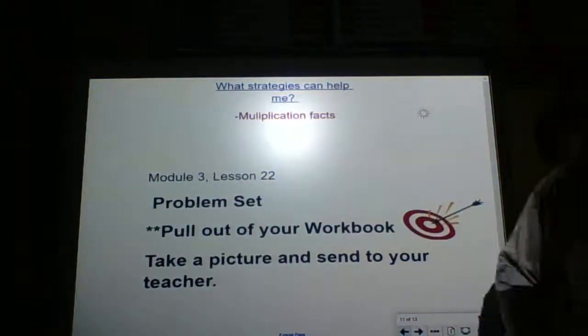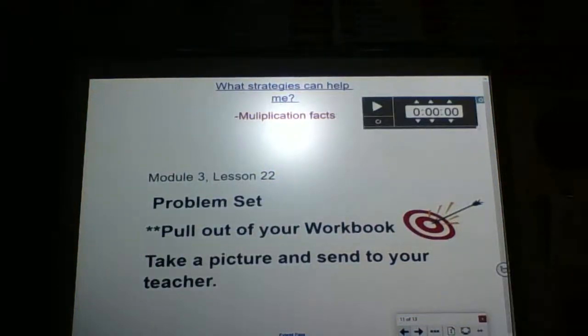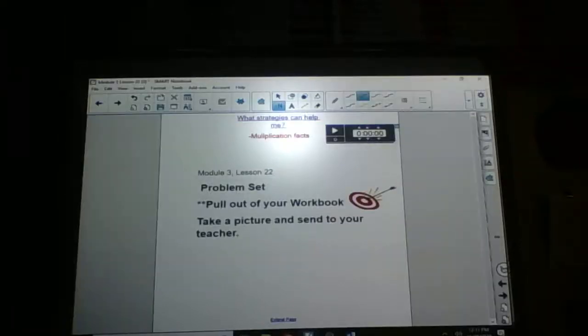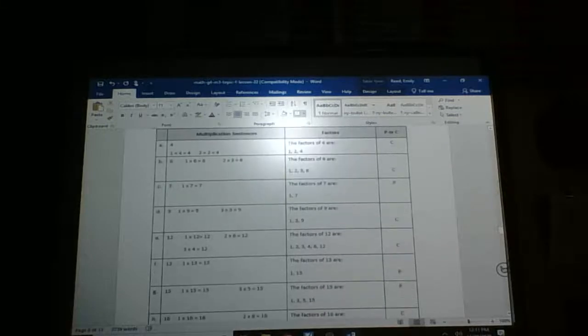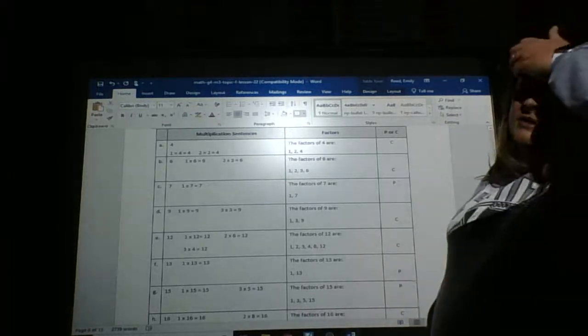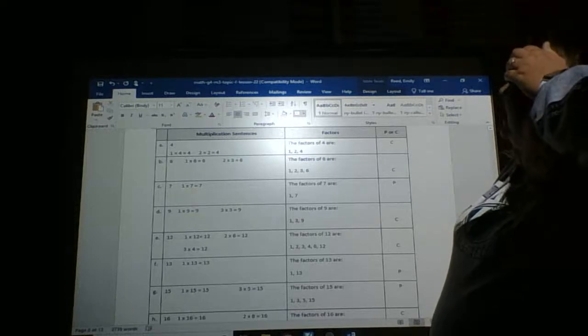Okay, friends, let me pull up our answers to our problem set for today. Let's take a look. Your problem set looked like this. We're going to look through your answers. Ready? I want you to check your thinking. Remember, this is the part where if this is hard for you, then I need you.